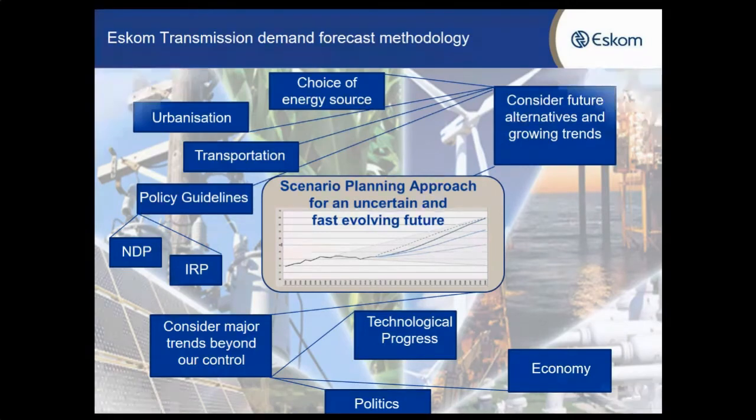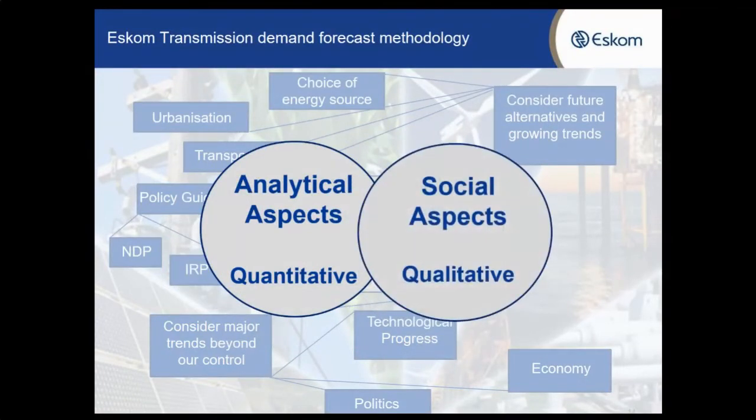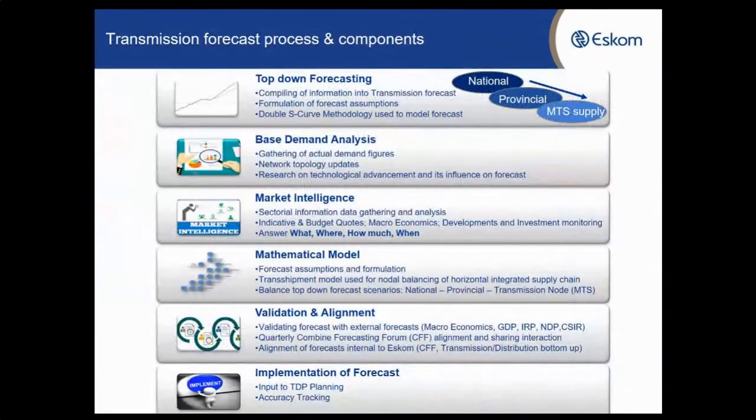So in consolidation, this is basically using analytical aspects and social aspects and combining them by using quantitative and qualitative forecasting applications to try and form our forecast going forward. The main transmission forecast process that we currently use and its components consist of a couple of steps.